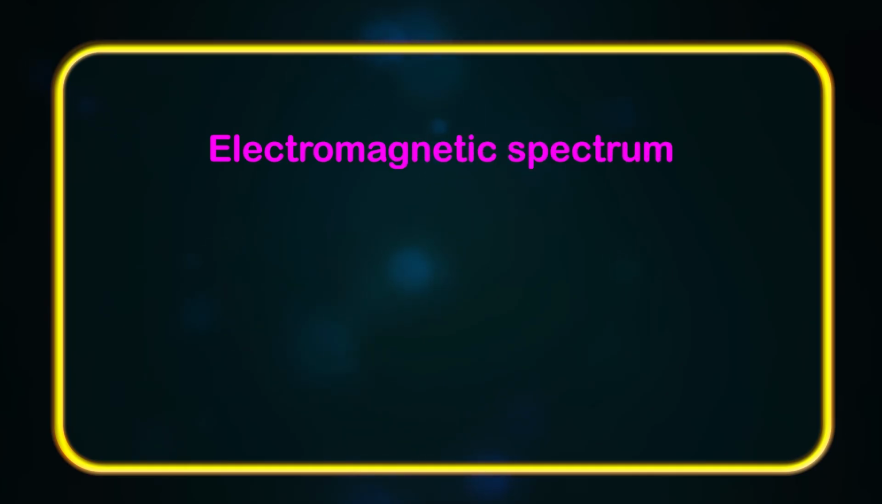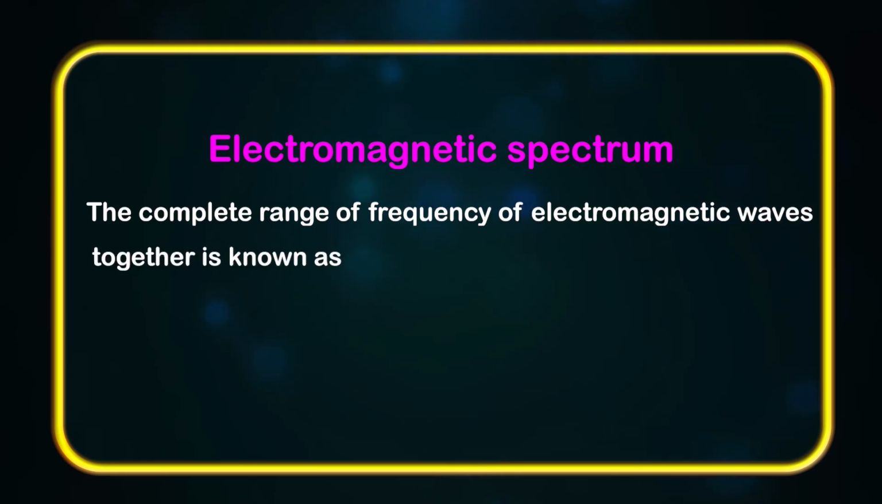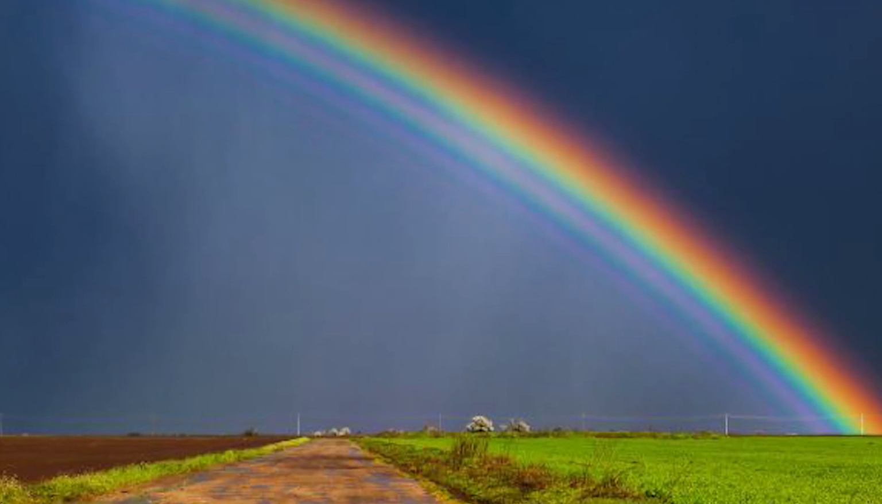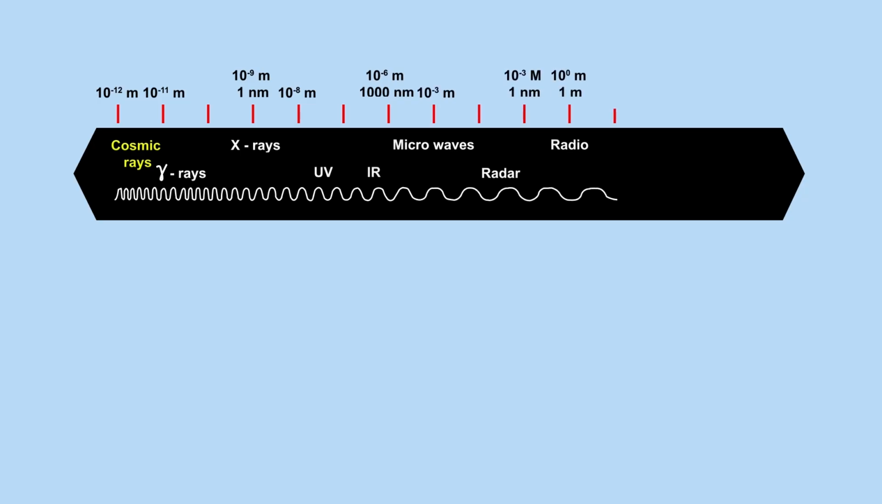Electromagnetic spectrum. The complete range of frequencies of electromagnetic waves together is known as the electromagnetic spectrum. The formation of a rainbow is one of the examples of the visible spectrum. The electromagnetic spectrum is a continuous range of wavelengths starting from the smallest wavelength, gamma rays, that is 10 to the power of minus 12 meters, to the longest wavelength, which are radio waves of 1 meter.